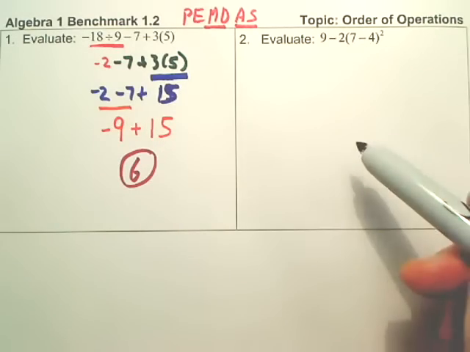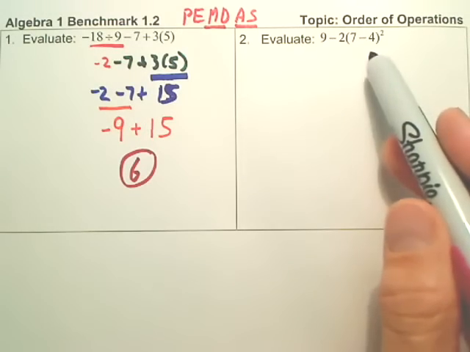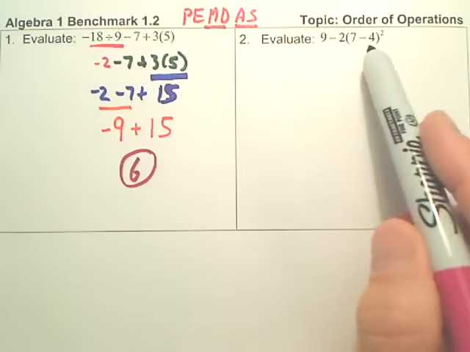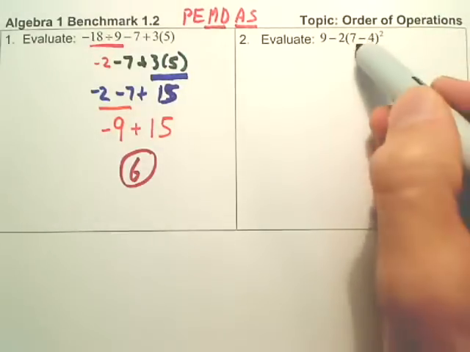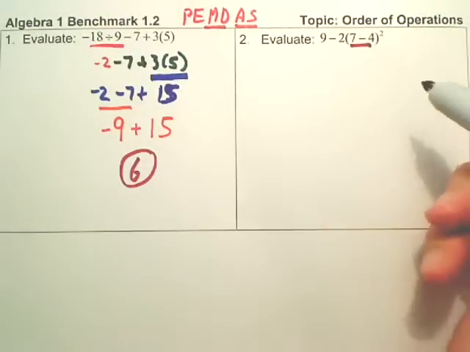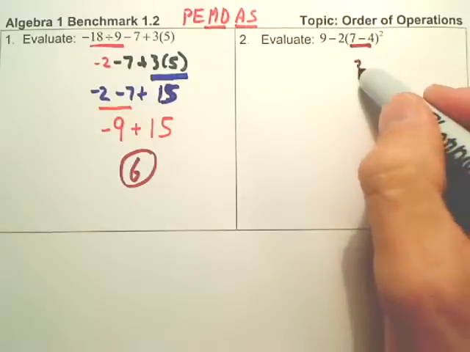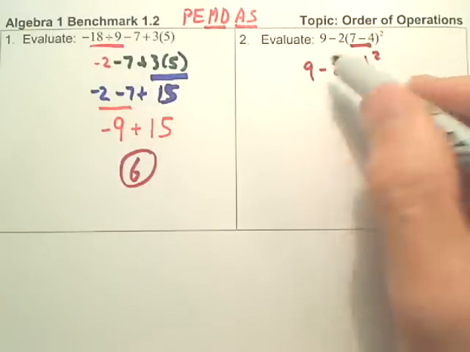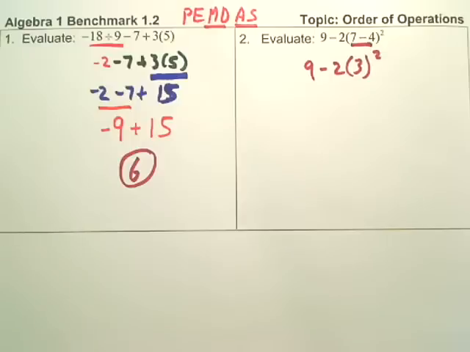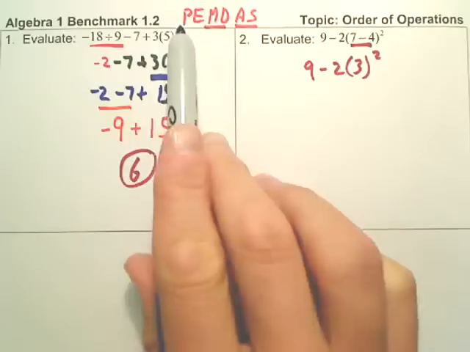Order of operations. This one's a little bit more difficult. Is there anything inside of a parenthesis to do? Yes. What is 7 minus 4? 3. Okay. So we rewrite everything else. Now, we got our parentheses done.